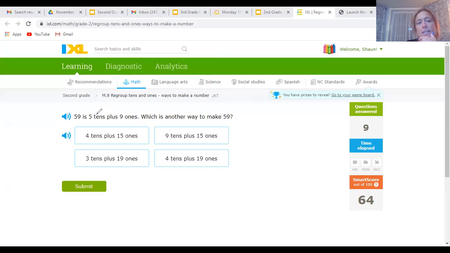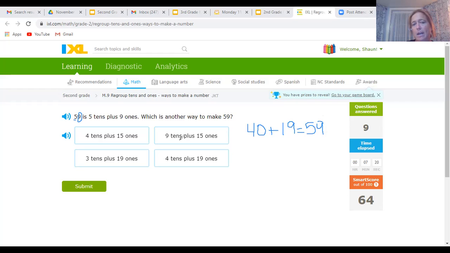So we have 59 is 5 tens, because we see there's a 5 in the tens place, plus 9 ones, which is the 9 in the ones place. What is another way to make the number 59? Well, we could do, let's start with this one, 4 tens, which is 40, right? Because if we count by 10 4 times, it's 40, plus the number 19 because it's 19 ones. 40 plus 10, which is how many we have here, is 59. Okay, so that could be our answer, but let's take a look at the other ones.